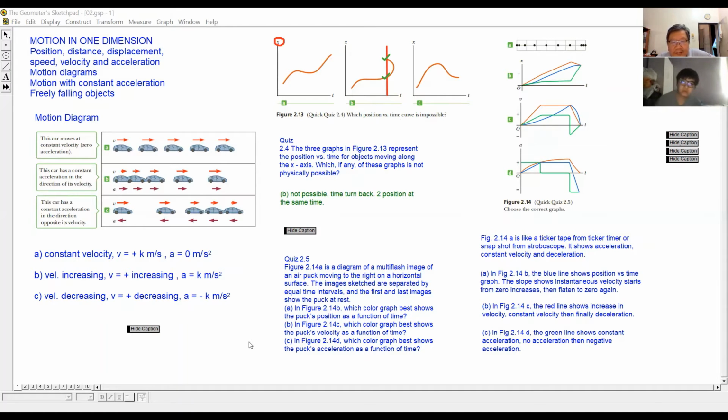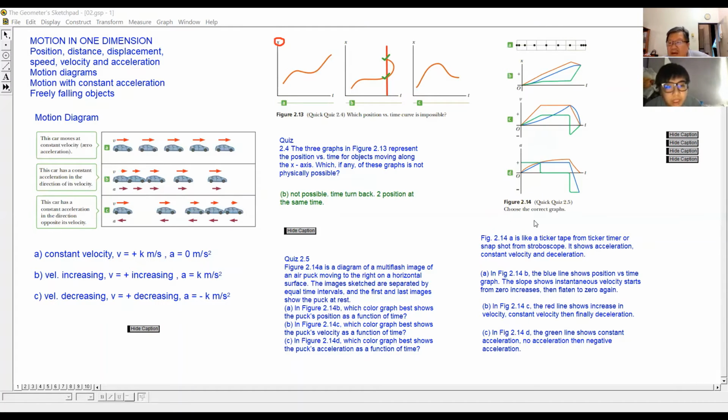The next one, figure 2.14. Where is it? Ah, this one they are referring to. You read and see figure 2.14. It's a diagram of a multi-flash image of an air puck moving to the right on a horizontal surface. The image sketches are separated by equal time intervals, and the first and last images show the puck at rest. In A, which color graph best shows the puck position as a function of time?